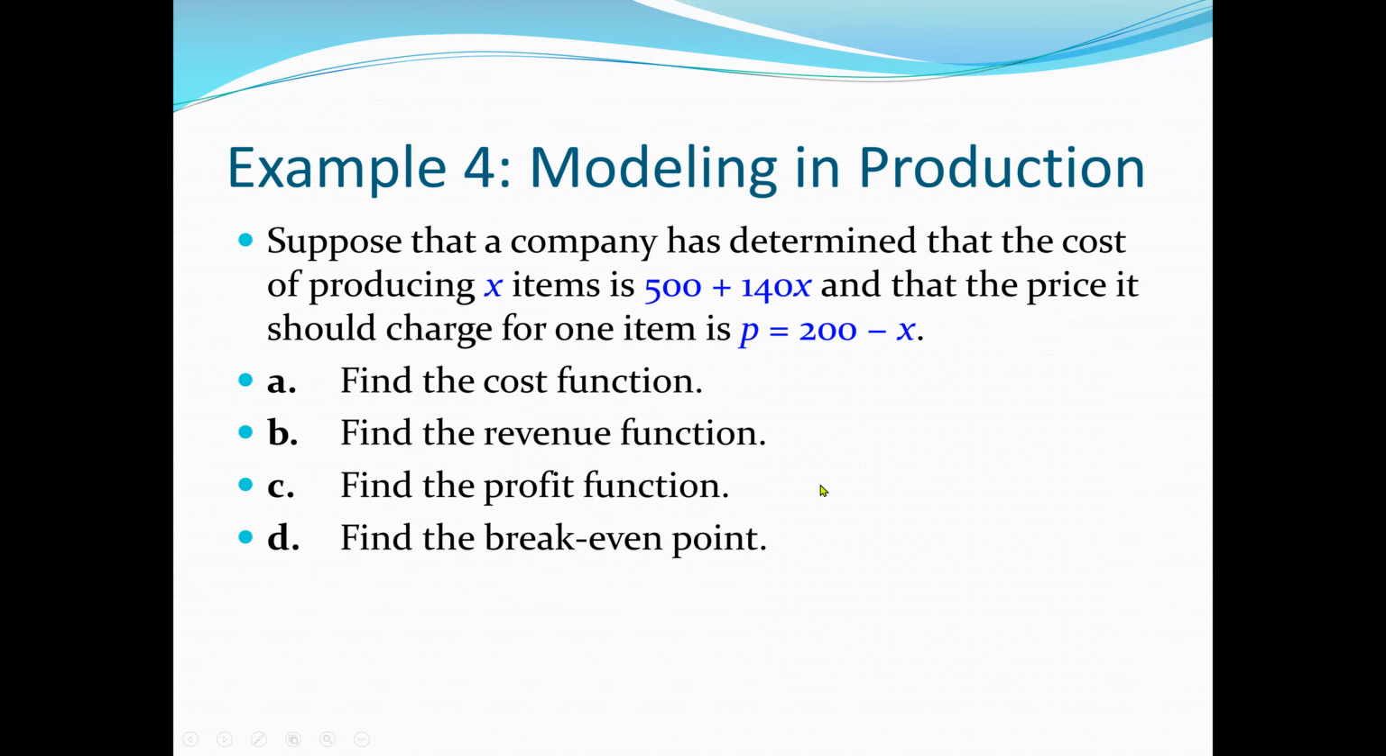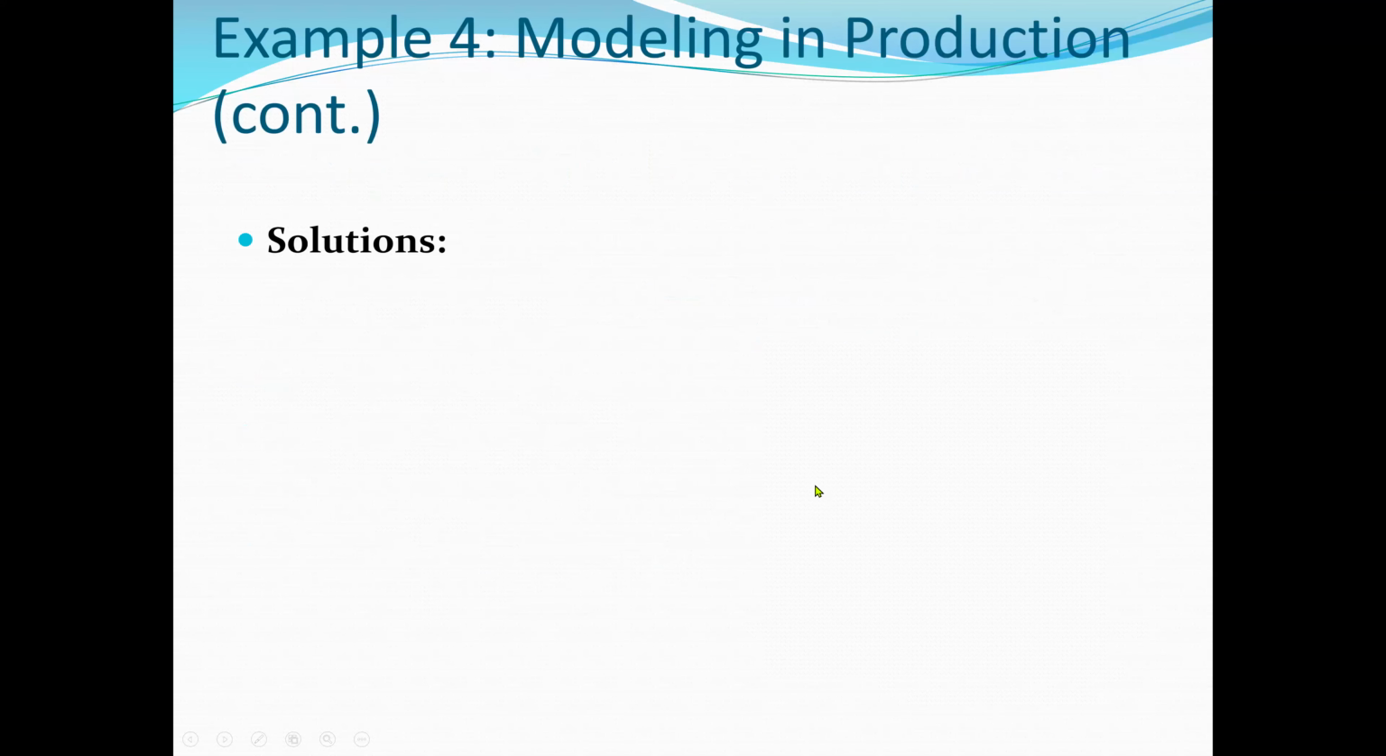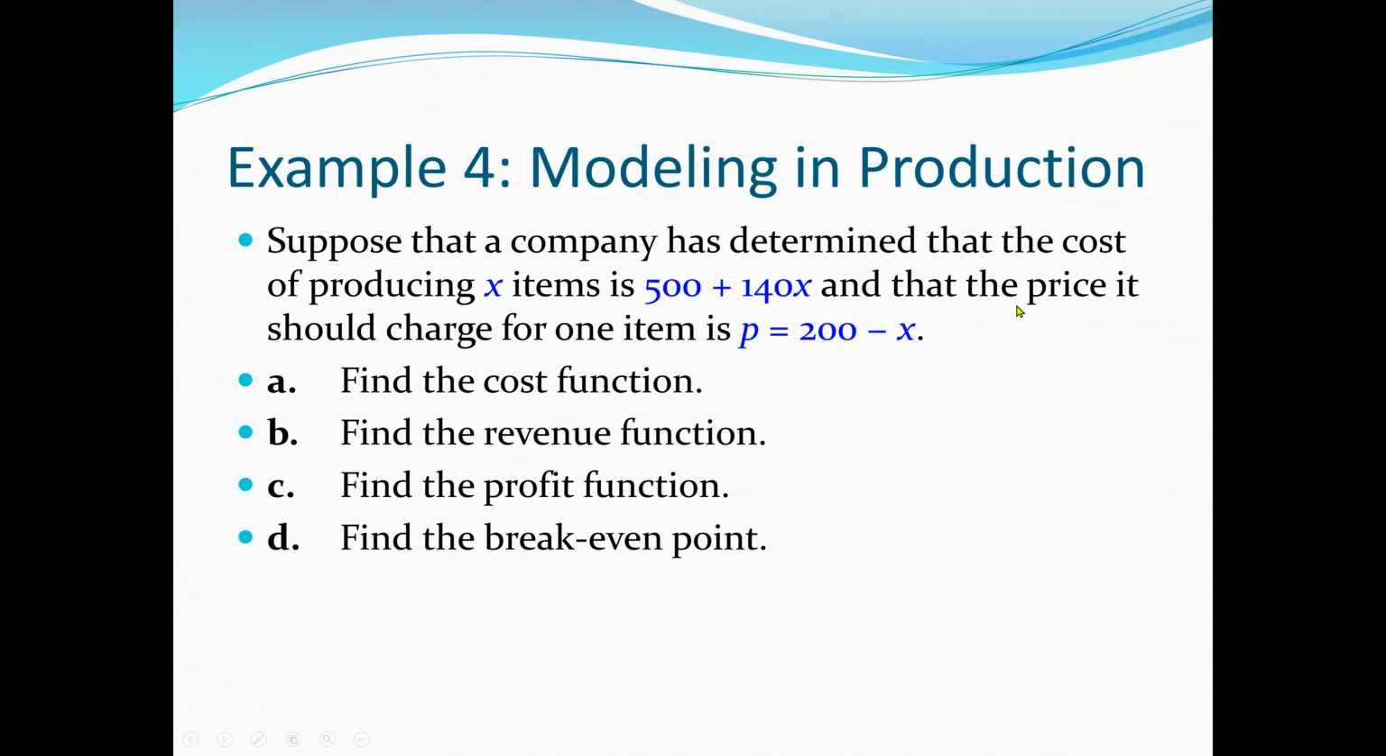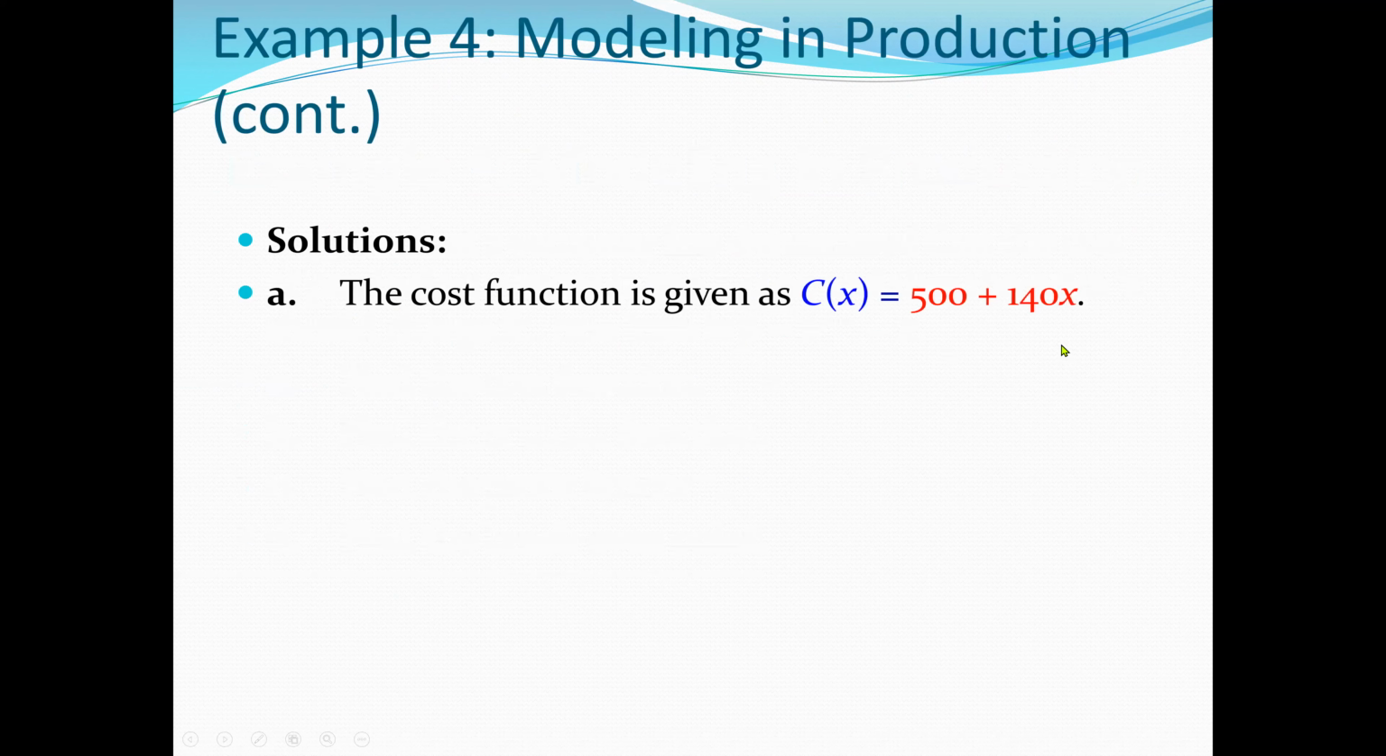So let's start with the first one. Find the cost function. The cost function is given as C of x equal to 500 plus 140x. It's already given because the question said that the cost of producing x items is 500 plus 140x. 500 is our fixed cost, 140 is our variable cost. So that's the first answer.